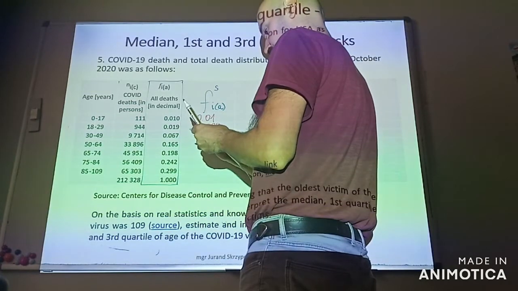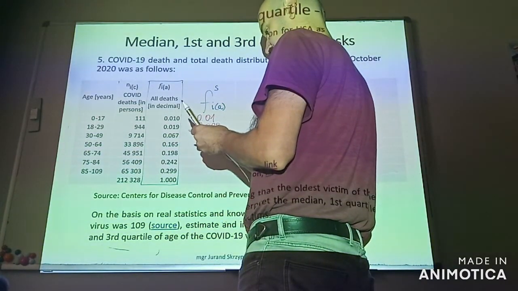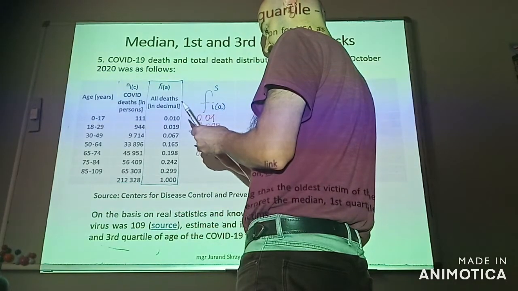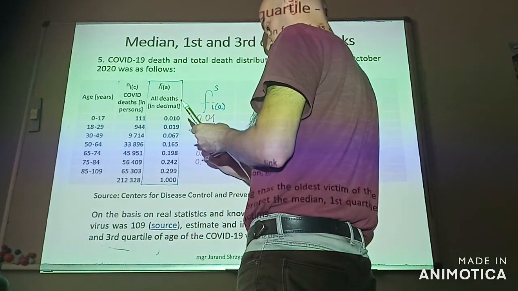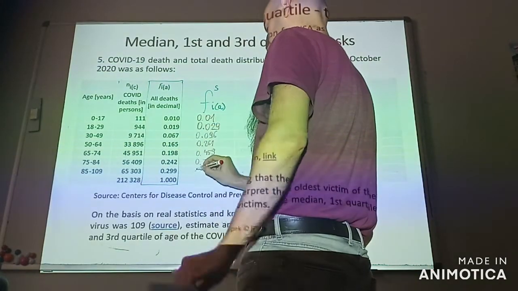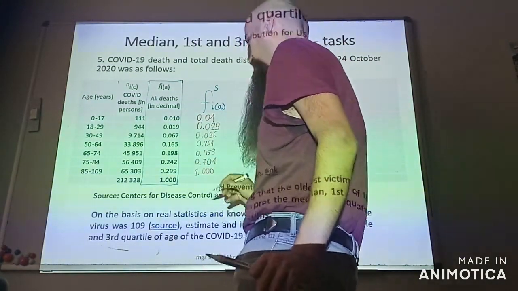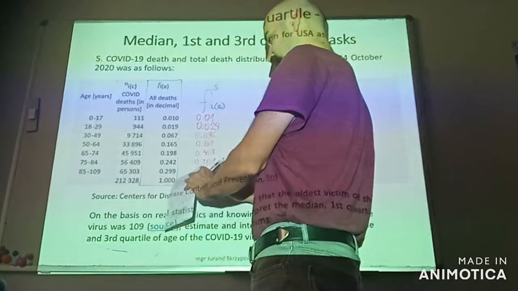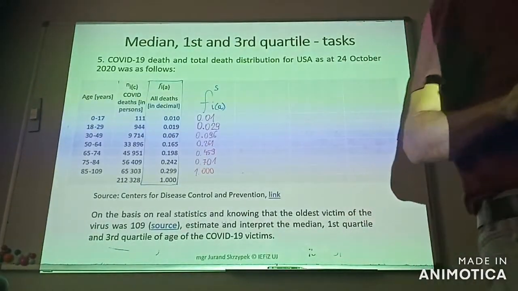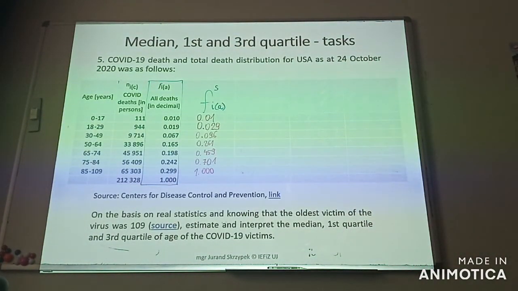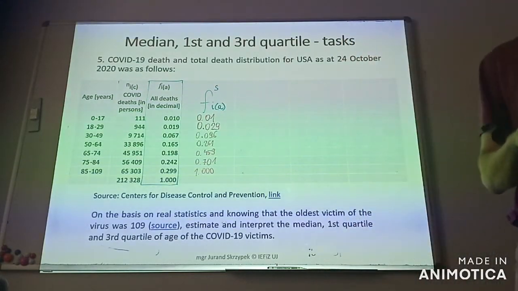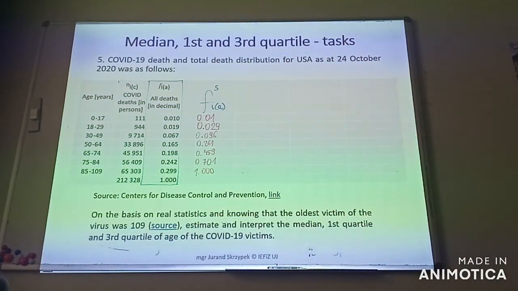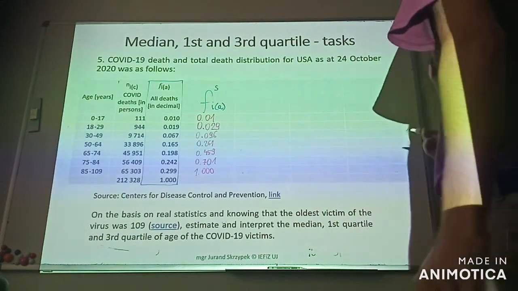0.096, 0.261, 0.459, 0.701, and finally 1. Yeah, I made it using a calculator, and fortunately we have the results which are consistent with the theory. The last cumulative relative frequency is equal to 1, so everything is okay.